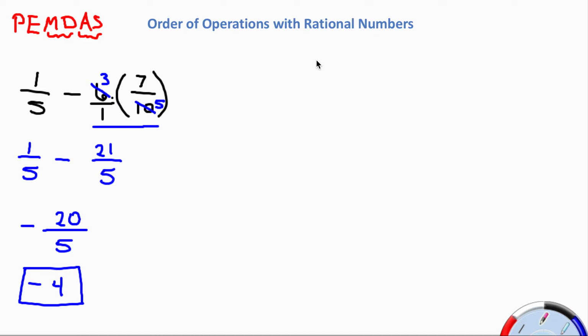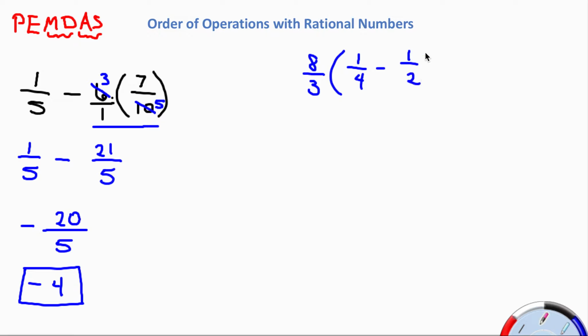All right, let's try another one. 8/3 times 1/4 minus 1/2, all squared. Okay, parentheses first. This time I've got stuff inside the parentheses I can do. So I've got to work inside these parentheses.